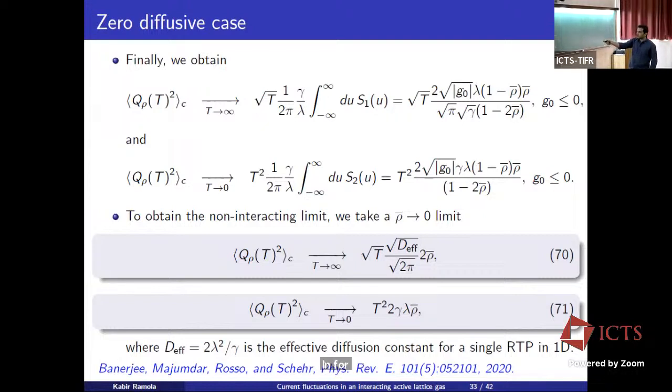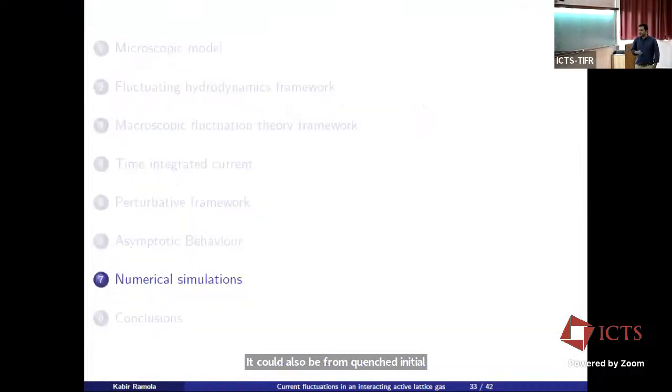But in the short time limit, we see a t squared behavior for this cumulant, which is different from the non-interacting case, which is sort of an interesting property of exclusion that is being seen in this model. But we are still trying to understand the main differences between this. It could also be from quenched initial conditions versus annealed initial conditions. We're looking into that. So yeah, so now I'll just show you some results from numerical simulations and our predictions.